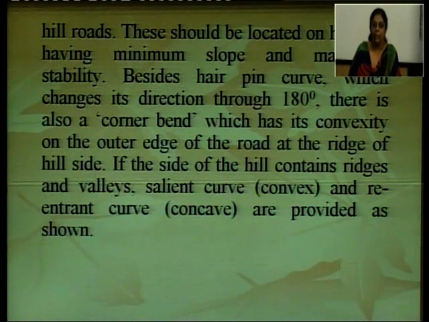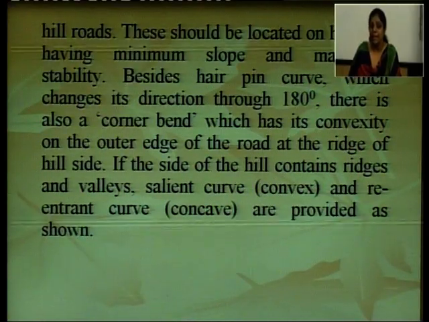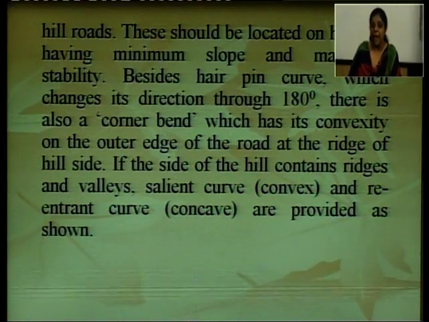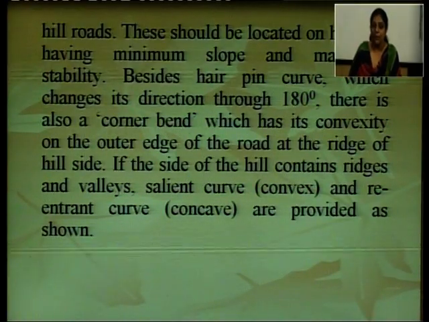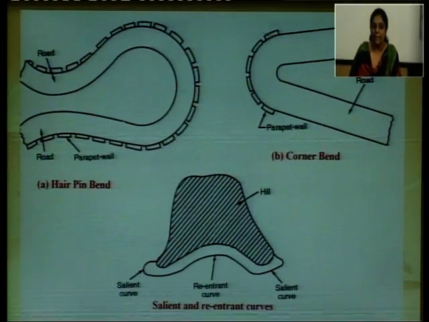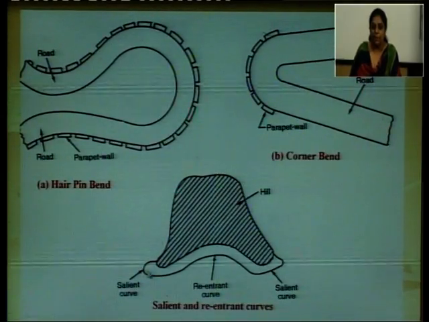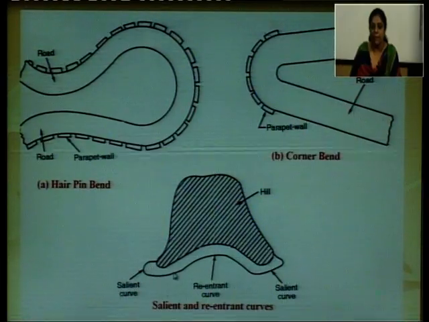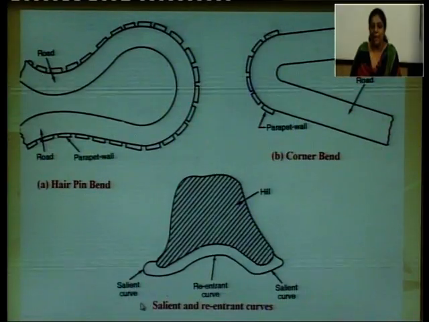If the side of the hill contains ridges and valleys, then a salient curve, convex, and a re-entrant curve, concave, are provided as shown. You can see in this diagram here. This is your salient curve. So, this is your hill and this is valley.